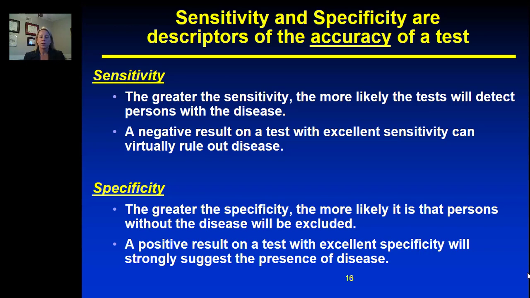Similarly, the specificity is interpreted as, the greater it is, the more likely it is that persons without the disease will be excluded. And similarly, a positive result on a test that has an excellent specificity will strongly suggest the presence of a disease.